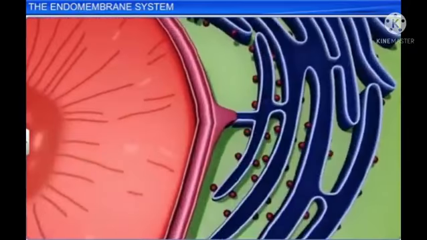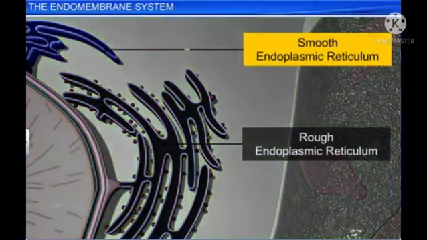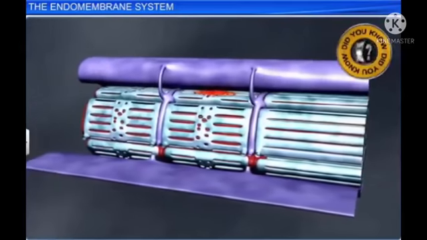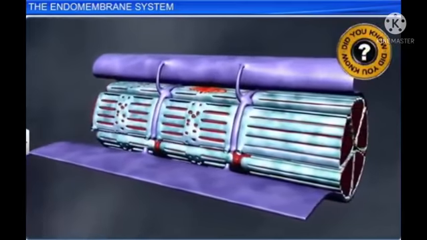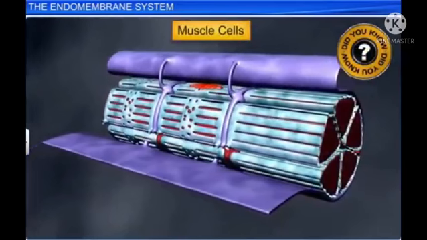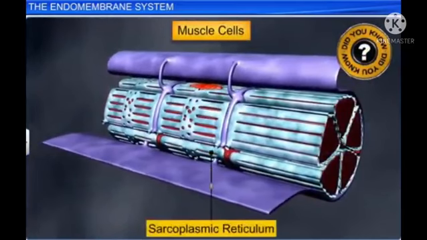The smooth endoplasmic reticulum, on the other hand, is devoid of ribosomes and hence appears smooth. It synthesizes lipids and lipid-like steroidal hormones such as estrogens in the case of animal cells. Did you know that the smooth endoplasmic reticulum present in muscle cells is called the sarcoplasmic reticulum, and that it stores and pumps calcium ions?